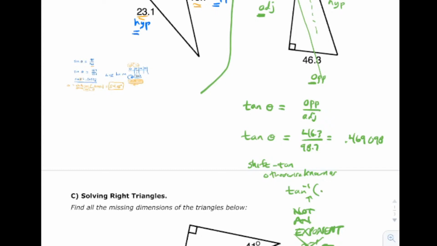And then I put this number in there and it will tell me back the angle. Again, it's kind of like I'm going to the big old table, but I'm trying to go to the left. I'm trying to take the tangent, turn it back into a theta. I'm going to the left. I need my shift button. 0.469098, shift tangent. I got 25.13 degrees.